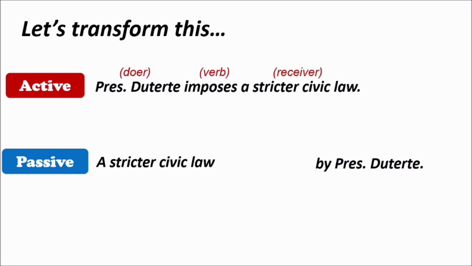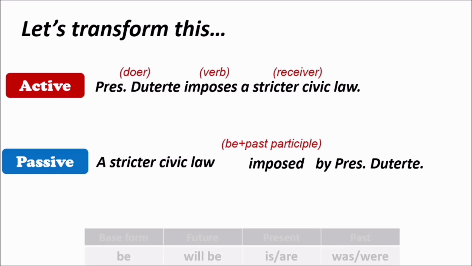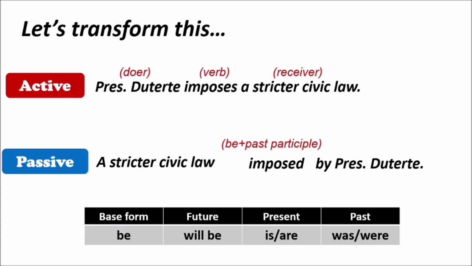Okay? Now, let's go to the main thing, our verb phrase, which is a combination of the verb be plus the past participle of the main verb. What is the past participle of the verb impose? Very good. Imposed. Now, what is now the form of the verb be? Look at the active sentence. The main verb is in present tense. Therefore, what is the present tense of the verb be if the subject is singular? Very good. It's actually the word is. Therefore, the correct answer is a stricter civic law is imposed by President Duterte.